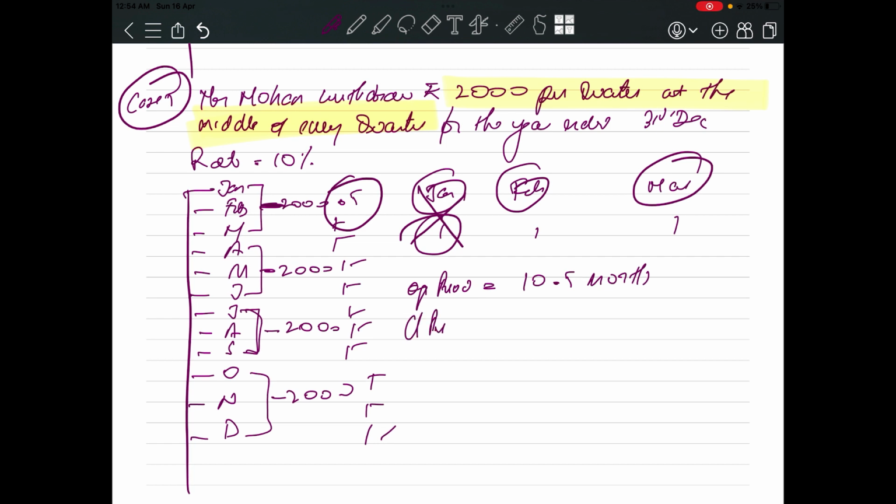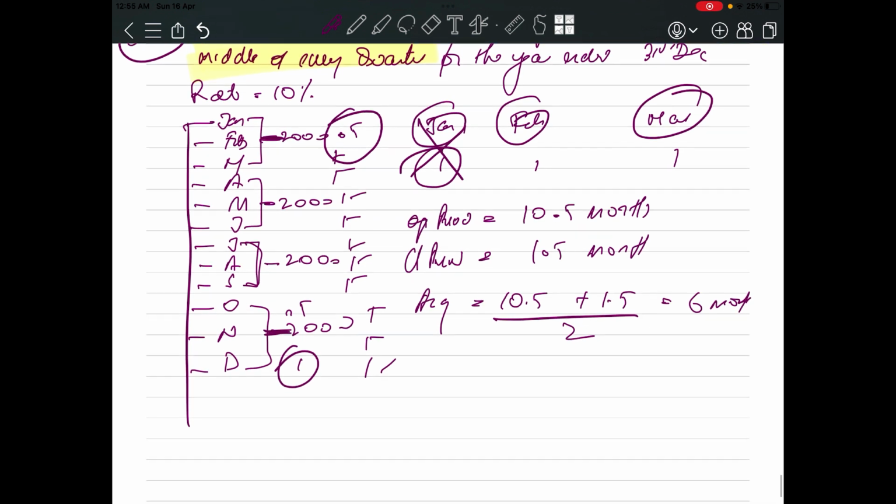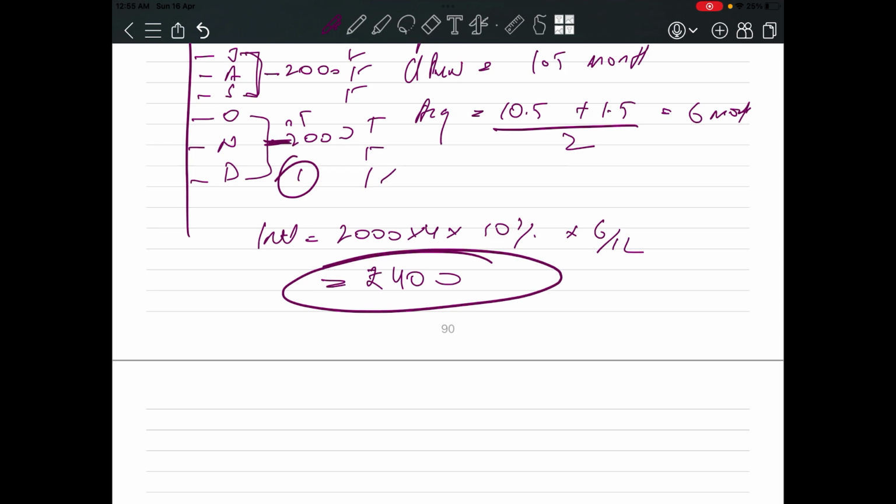And the closing period will be how much? The last withdrawal is on the middle of November. So here is 0.5 months and here is 1 month, so it will be 1.5 months. So what will be the average? 10.5 plus 1.5 by 2, it will be 6 months. Now let's calculate interest. Interest will be 2000 withdrawn 4 times, the rate is 10% and 6 by 12. What is the answer of interest on drawings? 2000 into 4 into 10% divided by 2. It is rupees 400.